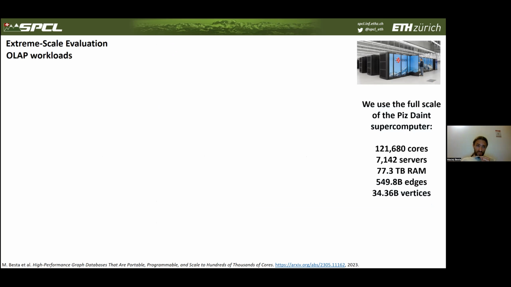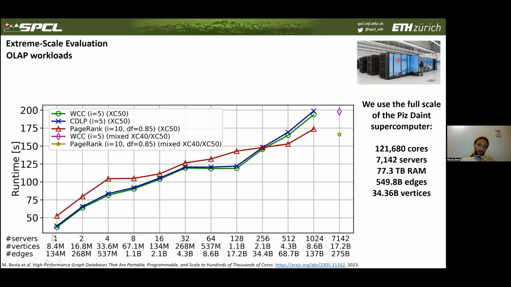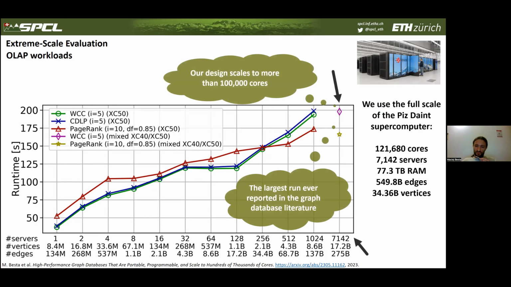We have some results for the OLAP workloads. Here we can see on the x-axis the scaling of the number of servers up to 7,142, together with scaling of the graphs that we are using. The largest ones have nearly 300 billion edges. And the different data series correspond to different algorithms, such as PageRank, connected components, or some others. And you can see that we scale the design pretty well. The runtime is of course increasing, but again, we are running this for bigger and bigger graphs, right? So we do scale to these very large numbers.